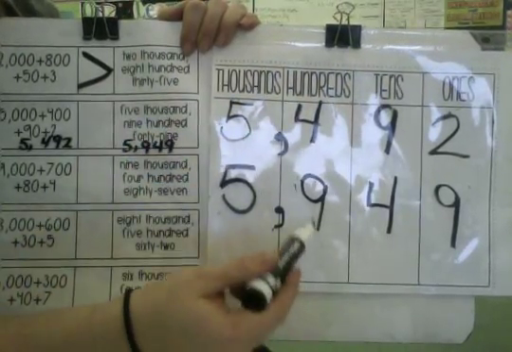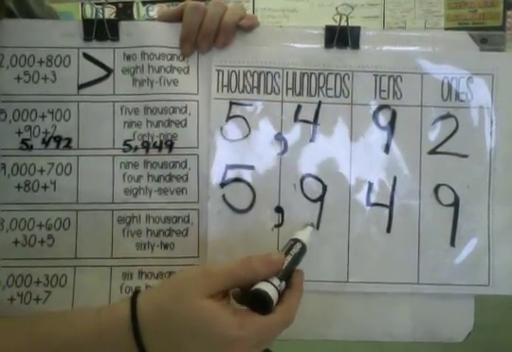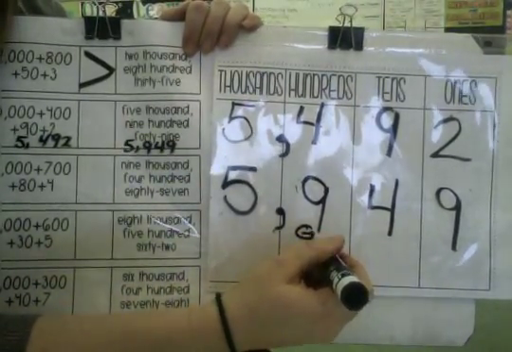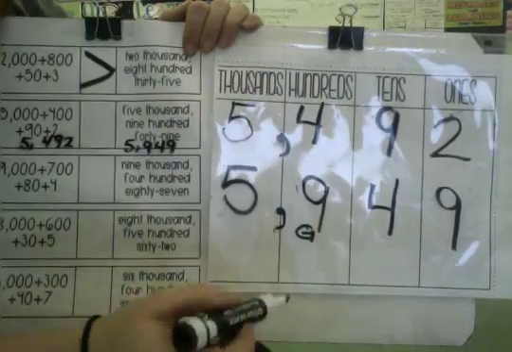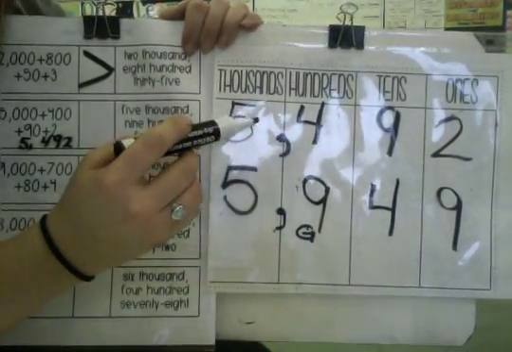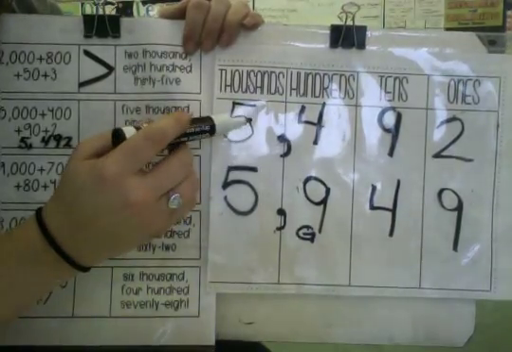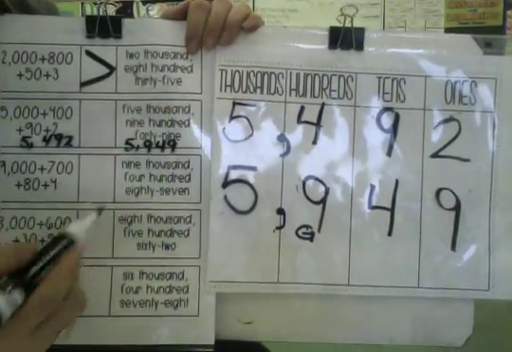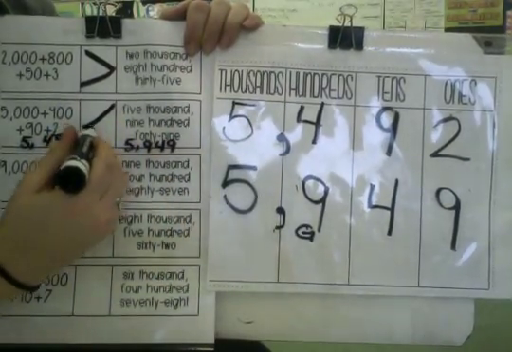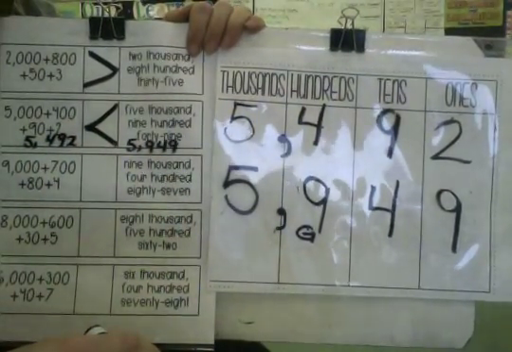So that means we've got more hundreds down here. So this number has got to be greater than. So 5,949 is greater than 5,492. So, because this number is greater, here's that number. Let's make the alligator eat the bigger number, please.